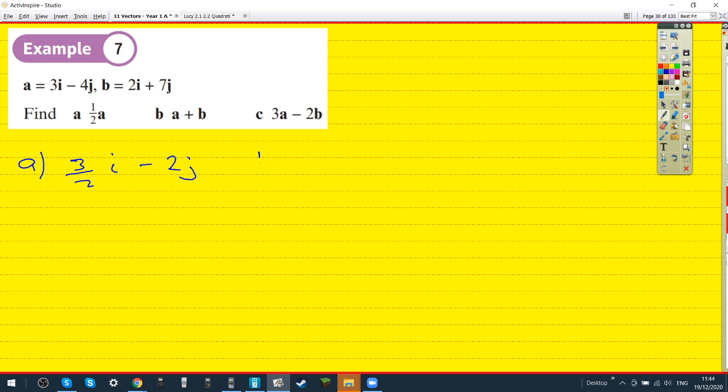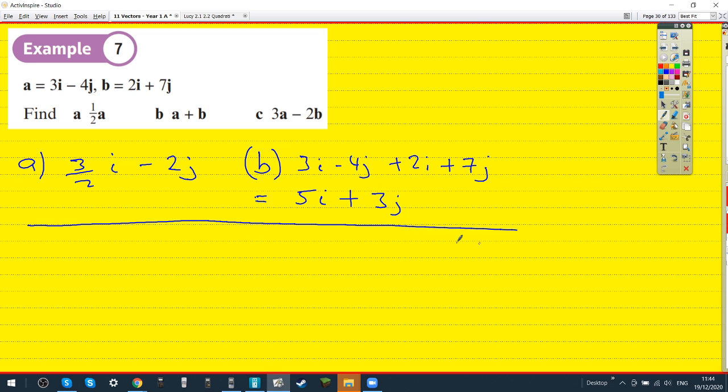Part B. Should be 3i minus 4j plus 2i plus 7j. That would become 5i, and then plus 3j, sorry. Yep. And C.